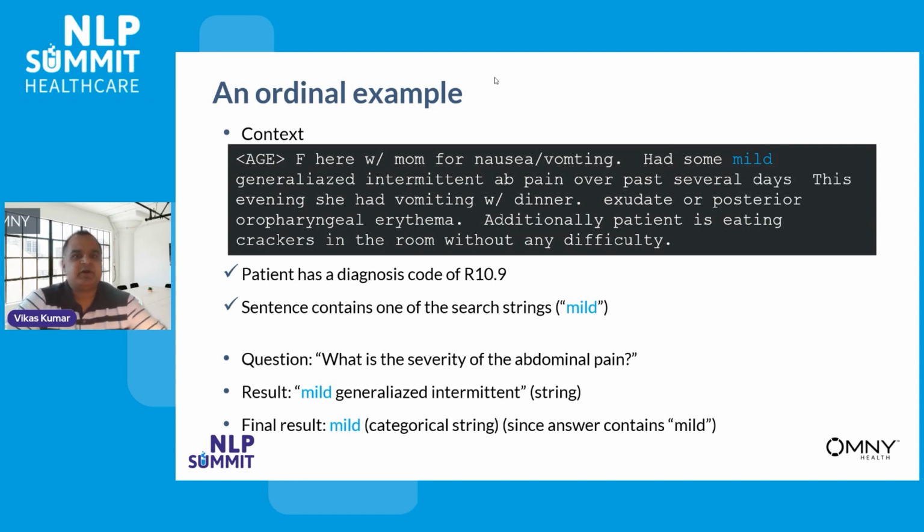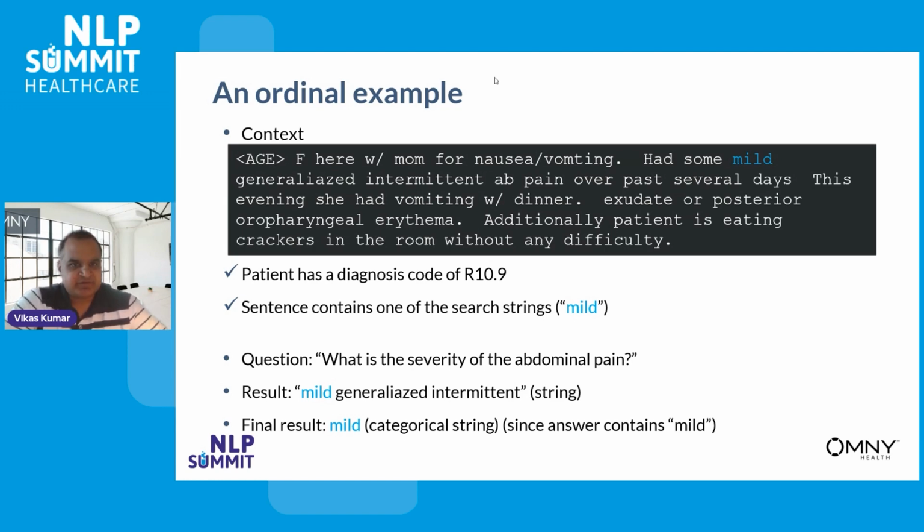So we first do our pre-model quality checks. The patient has a diagnostic code of R10.9 in their EHR, which is the code for abdominal pain. Also, the sentence contains one of the search strings, mild. Because both of these requirements are met, we now pass the context to the QA model, paired with the question, what is the severity of the abdominal pain?